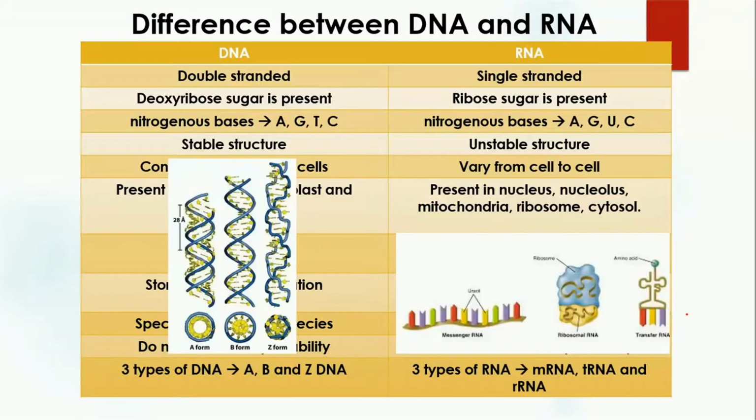There are three types of DNA: A-DNA, B-DNA and Z-DNA. Here you can see this is A-DNA, this is B-DNA and this is Z-DNA. Z-DNA means that it is zigzag in shape. While on the other hand, there are three types of RNAs: messenger RNA, transfer RNA, and ribosomal RNA.